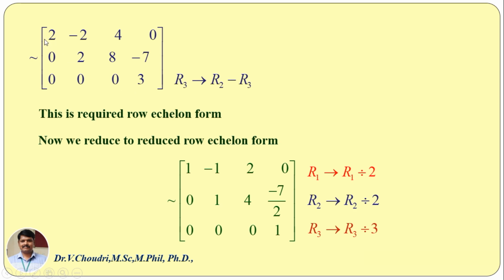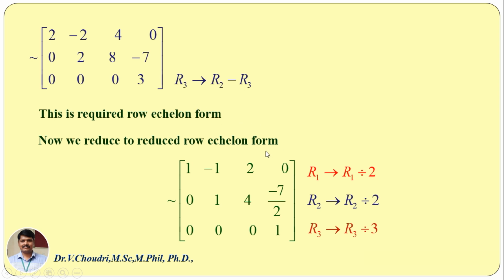Now see the leading diagonal elements. Below these elements 0, 0, 0. This is the required row echelon form, but this is not the reduced row echelon form. Now we reduce it to the reduced row echelon form.